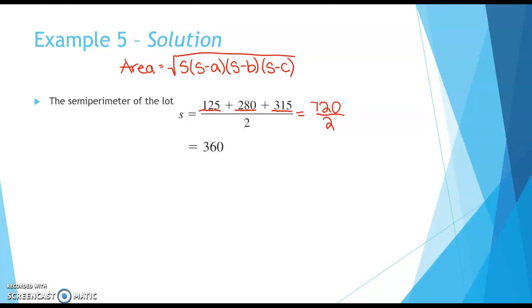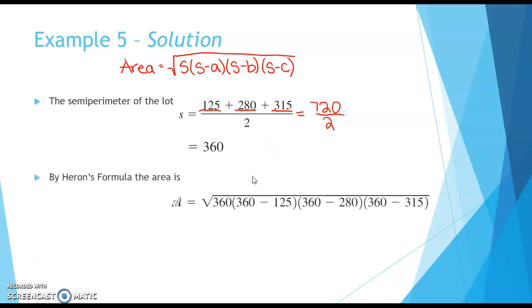Now that we've found s, we can use our area formula. I'm going to plug in my s, my a, b, and c, the 3 sides of the triangle, and s as well. When I plug it into the formula, I end up with the square root of 360 times 360 minus 125, 360 minus 280, 360 minus 315.